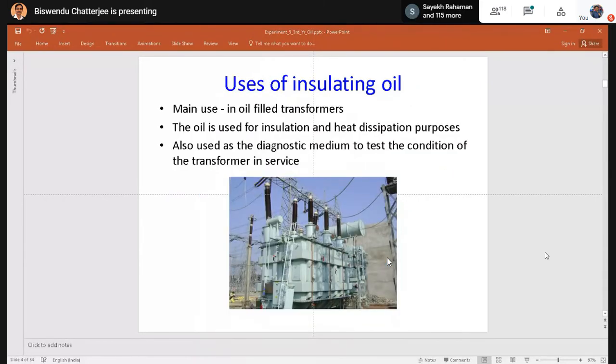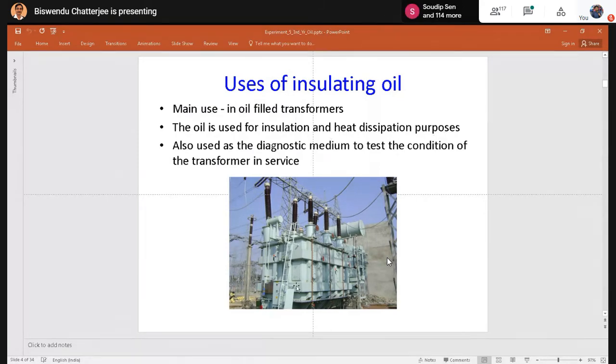So what are the uses of insulating oil? The main use is in oil-filled transformers. Sir has demonstrated there are huge transformers, on the order of 500 MVA, 1000 MVA, that are filled with oil, and that oil is the insulating oil. What does the oil serve? Not only insulation, but since it is a liquid, circulating current can flow, and this oil can be used for heat dissipation purposes.